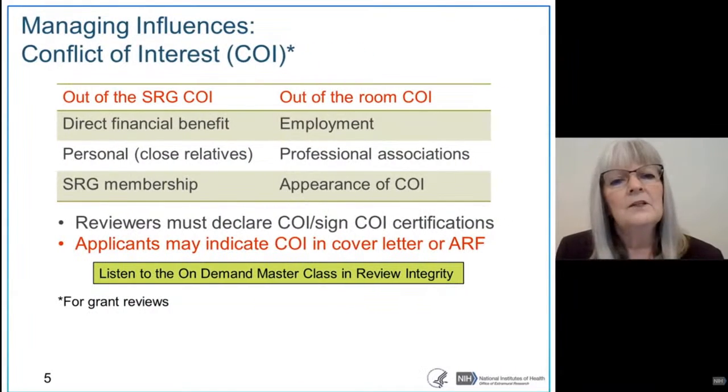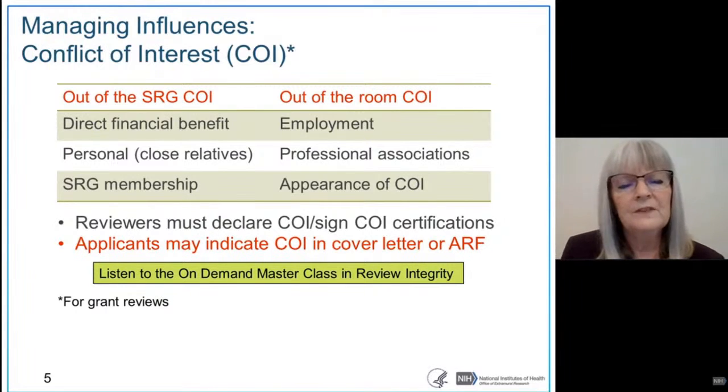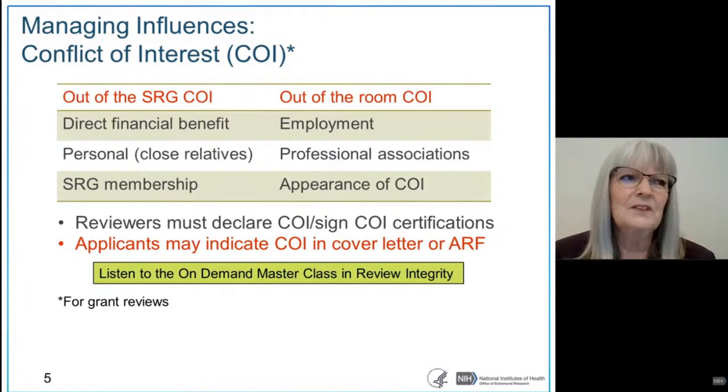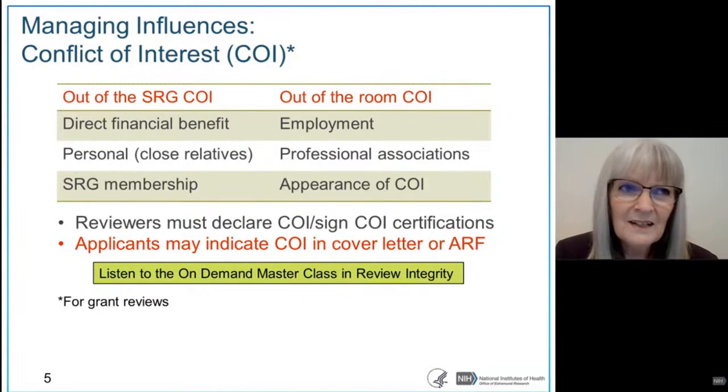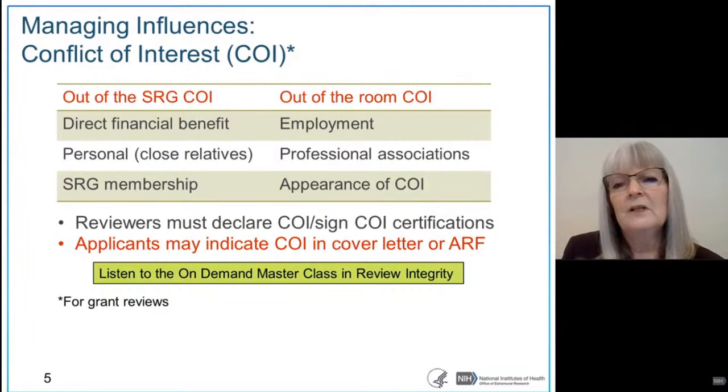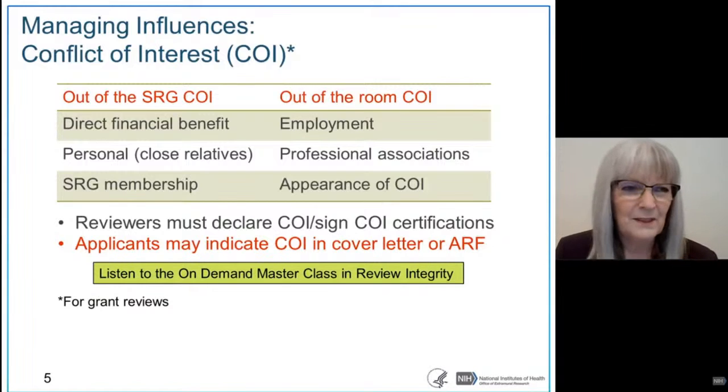There are different types, such as direct financial benefit. If one of the reviewer's personal relatives, close relatives, is involved in the application, or if the conflict involves a member of a study section that occurs regularly, those are all out of the study section conflicts. Other types of conflicts, such as employment. If the reviewer is an employee of the applicant organization, they have to leave the room for that discussion. There are all kinds of professional associations that cause conflicts, such as mentor-mentee relationships, collaborations, co-authorship, letters of support and involvement in the project. And then this catch-all category, the appearance of a conflict of interest can create an out-of-the-room conflict.